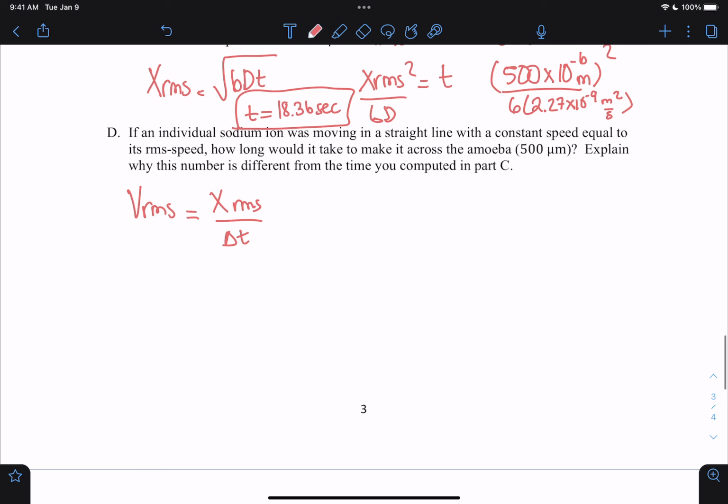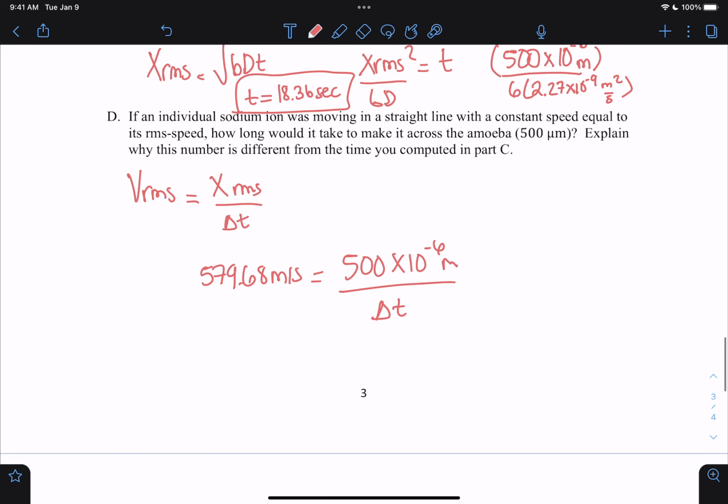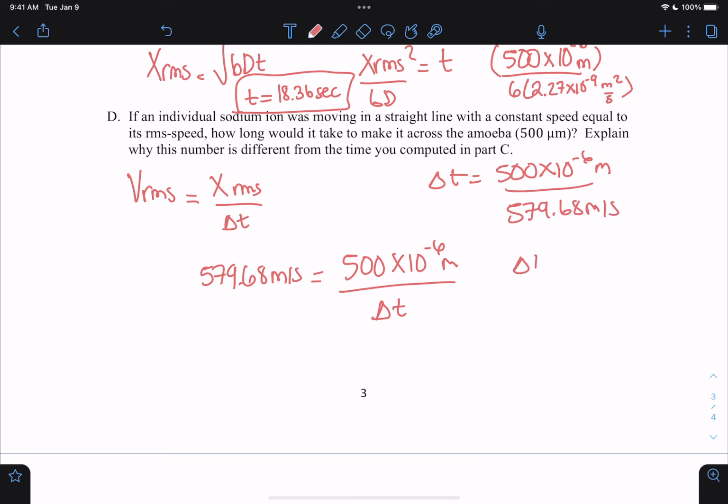So VRMS is 579.68 meters per second, equal to the XRMS, 500 times 10 to the negative 6 meters, divided by time. Multiply over time, divide over the VRMS. Time is equal to 500 times 10 to the negative 6 meters divided by 579.68 meters per second. And then our time should be 8.63 times 10 to the negative 7 seconds.